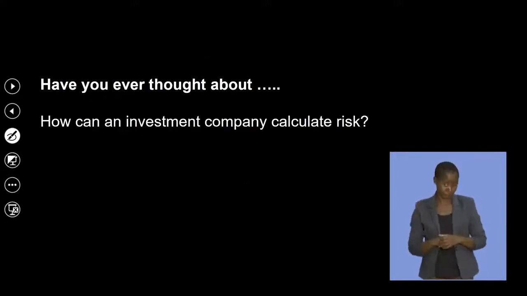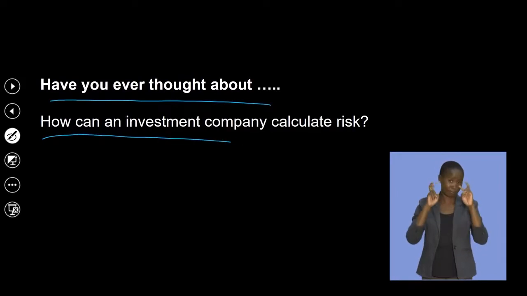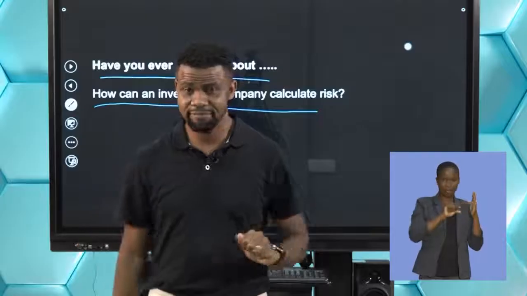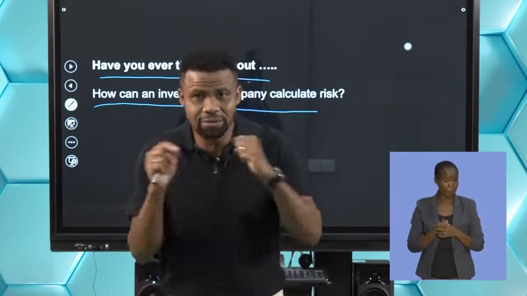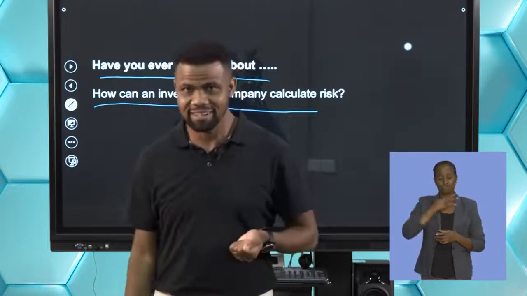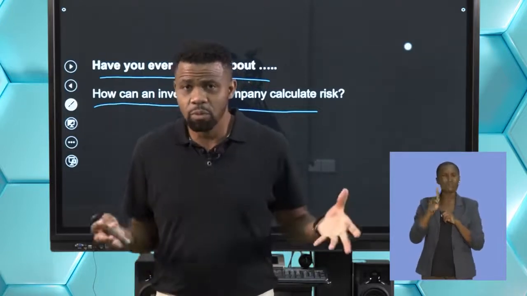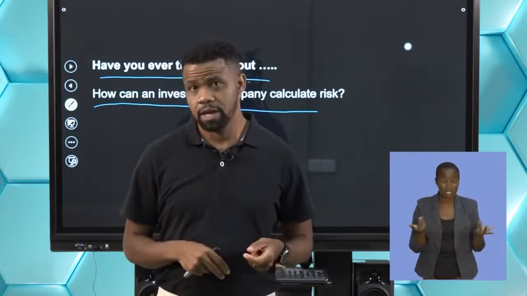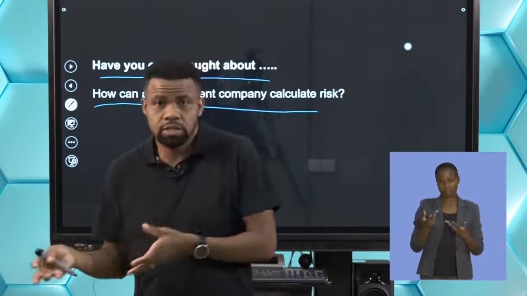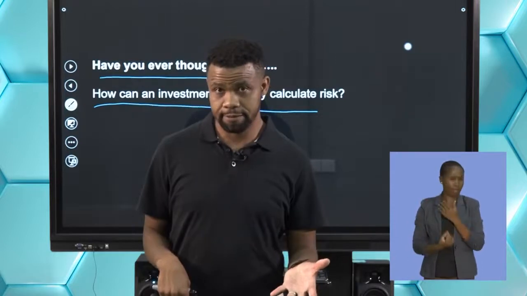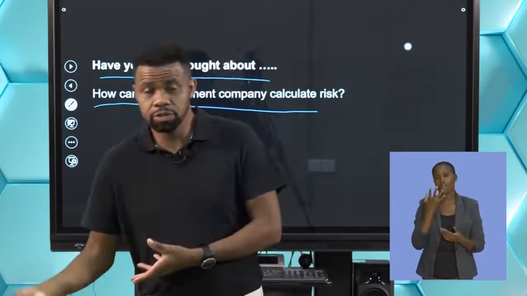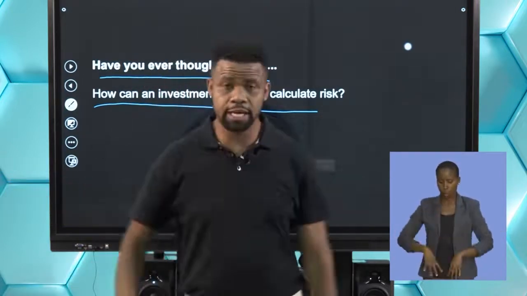So, have you ever thought about this? Very important: how can an investment company calculate risk? How do you calculate risk? What does risk mean? What does it mean to you? Risk, yes, is the worst that can happen to the corporation. It can be something like that. If we look at your money, can you lose it? What is the chance of losing that?